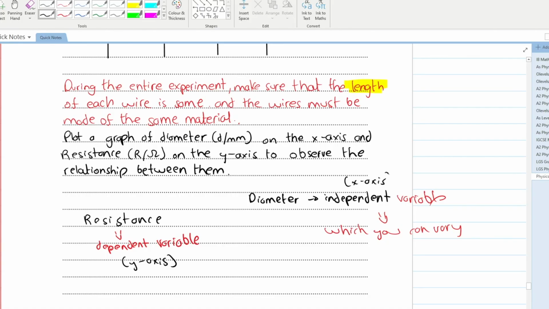Let me explain it again if it wasn't clear the first time. Independent variables are those variables which you vary in an experiment. In this experiment, you are varying the diameter. So, diameter is your independent variable. It will come on the x-axis. Independent variables always come on the x-axis. Resistance, on the other hand, is a dependent variable. Dependent variables are those variables which change due to the changing of the independent variable. And dependent variables are always plotted on the y-axis.